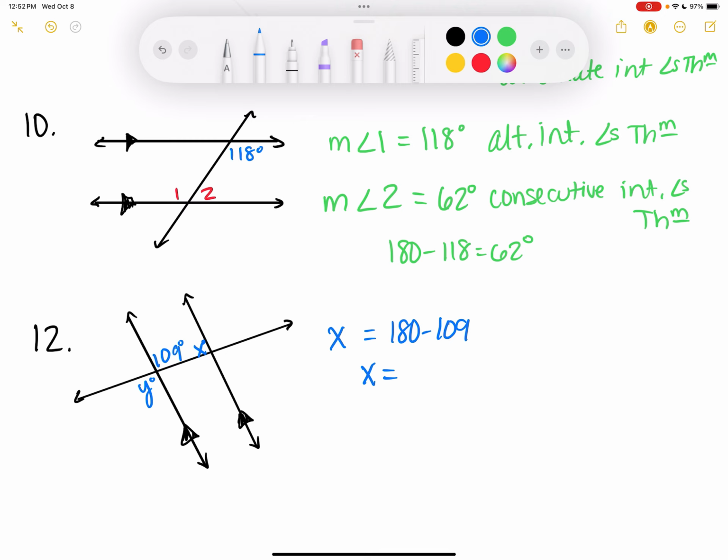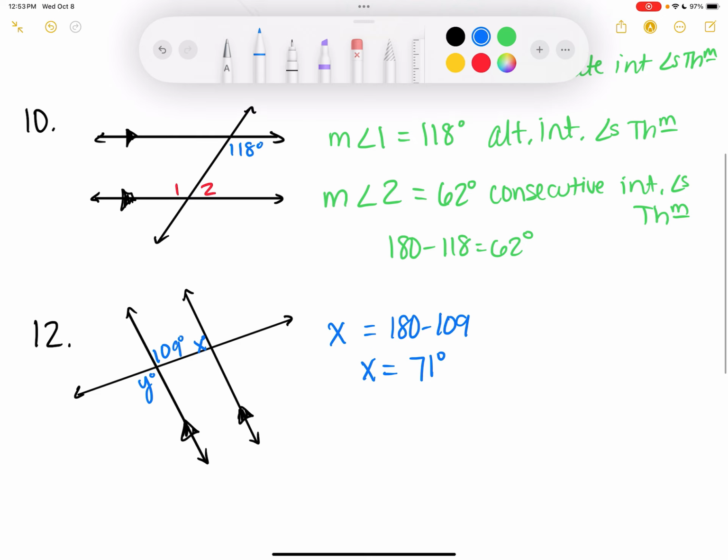Negative 71. 91. So an angle is never going to be negative, right? It's a little bit misleading once you get to algebra 2, but for the sake of what we're doing, you can't have a negative angle. But your reason was exactly right. Consecutive interior angles.